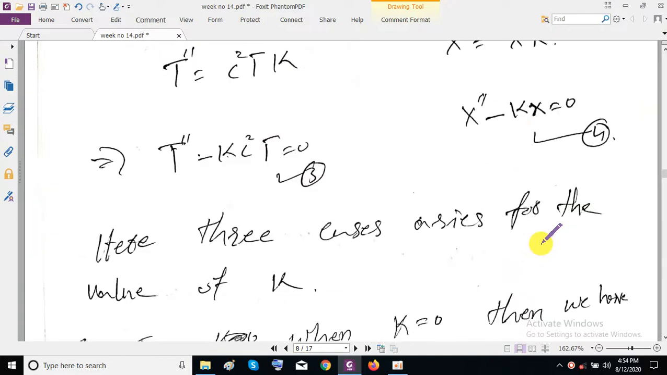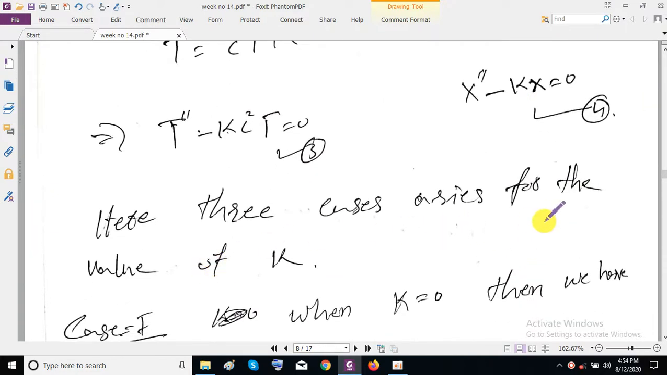Okay, now we have here three cases arise for the value of k. या तो हमने k पुट कर लिया, but now we have three cases for the value of k, that is if k is equal to 0, if k is greater than 0, positive, and if k is less than 0, that is negative. So let's begin with the first case, the case 1, when k is equal to 0.